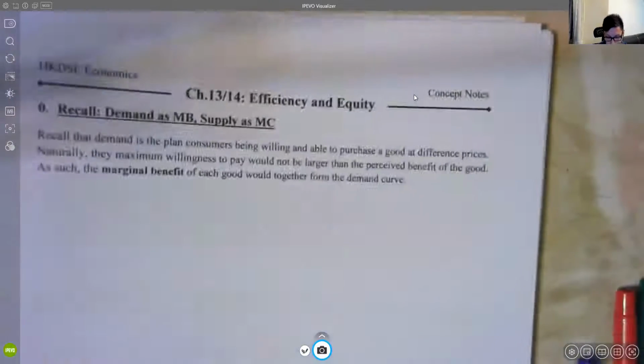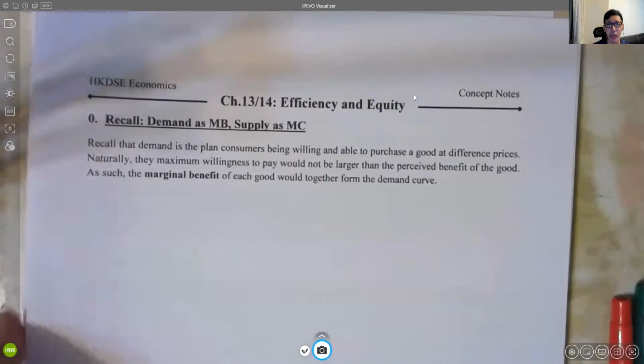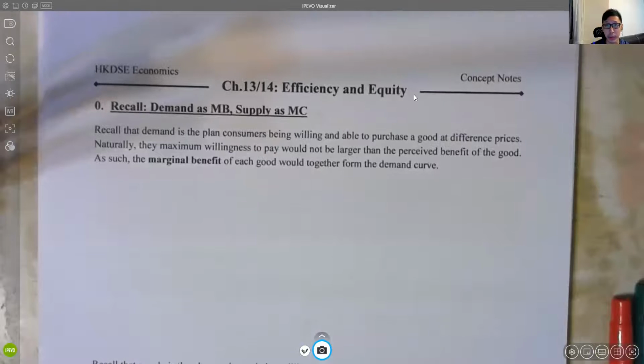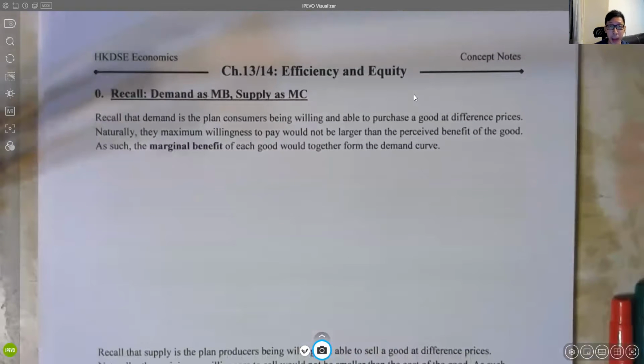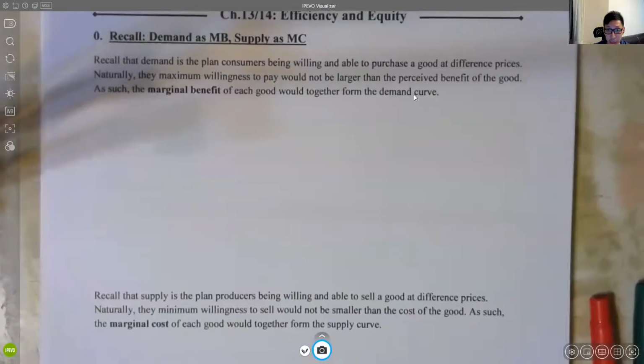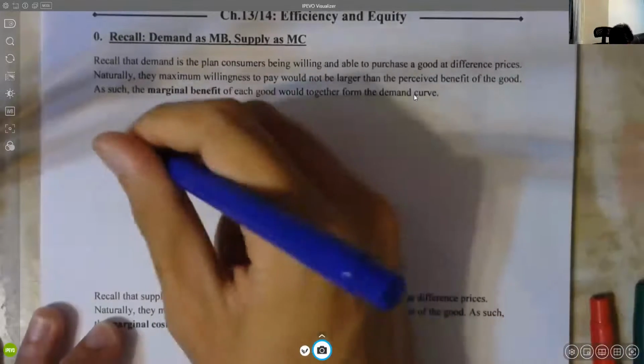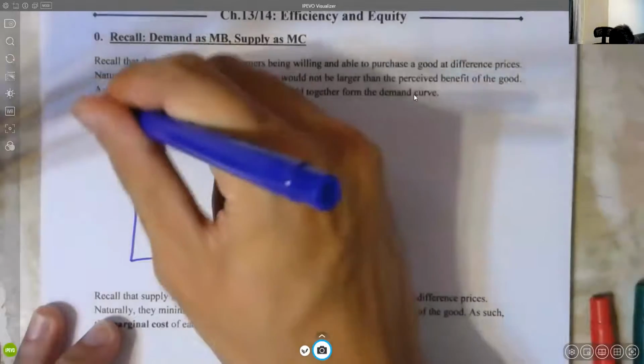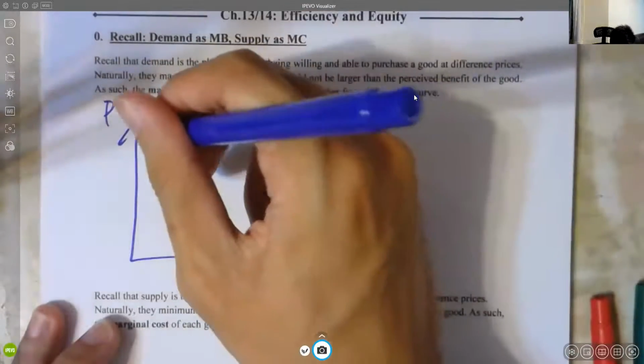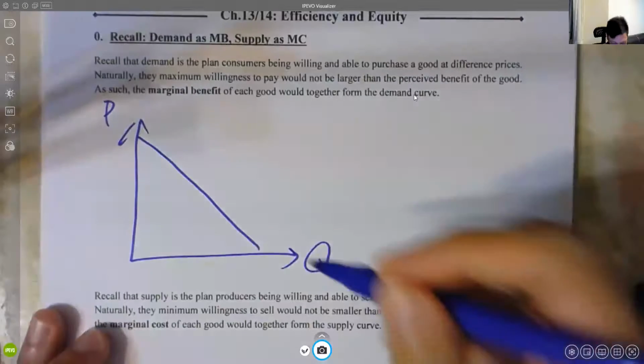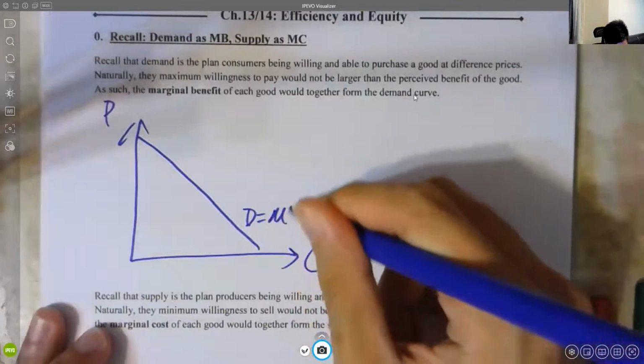Now just some reminders, okay? Before we can talk about efficiency, consumer surplus and producer surplus, you need to remember there are two different roles. First role, the demand curve. The demand curve is actually just the MB curve, and the supply curve is the so-called MC curve. I'm not going to explain in detail. Therefore, from now on we label this curve as demand equals MB.